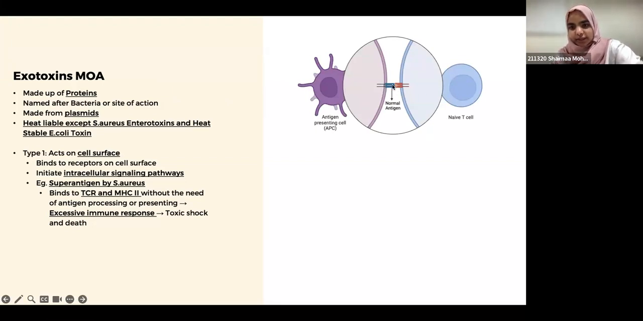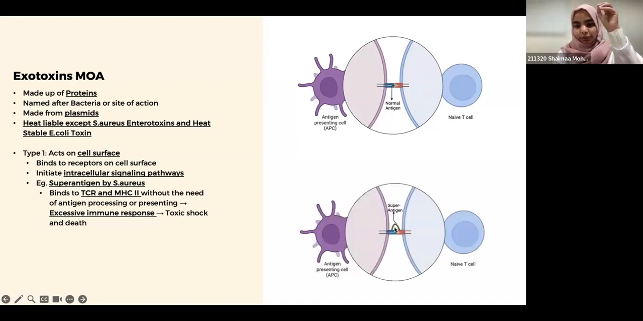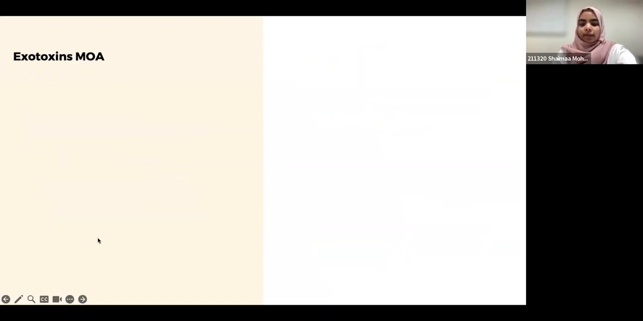Usually what happens is the antigen presenting cell presents the antigen, the T cell receptor recognizes this antigen, and then it starts replicating and divides specifically toward this antigen. However, a superantigen can bind outside this antigen-specific place, binding to the MHC2 and the T cell receptor, and then it causes proliferation. It doesn't need the cells to recognize what the antigen is. It just causes inflammation. So that's how a superantigen works.